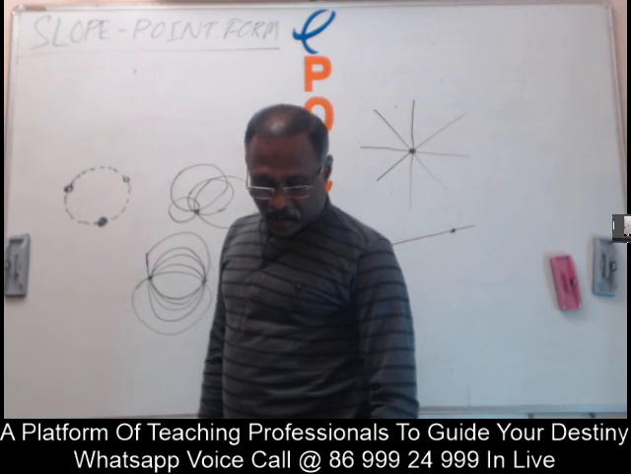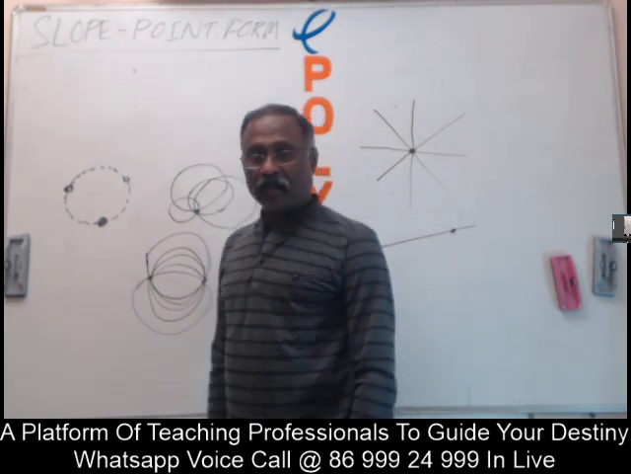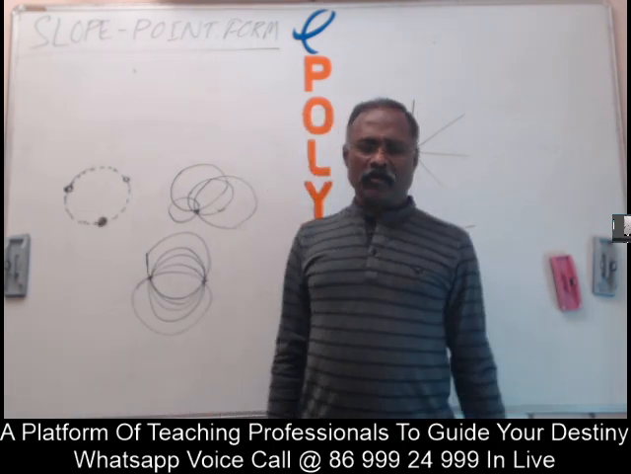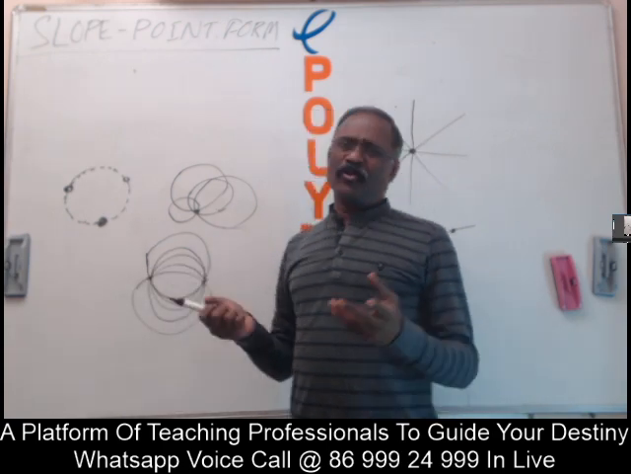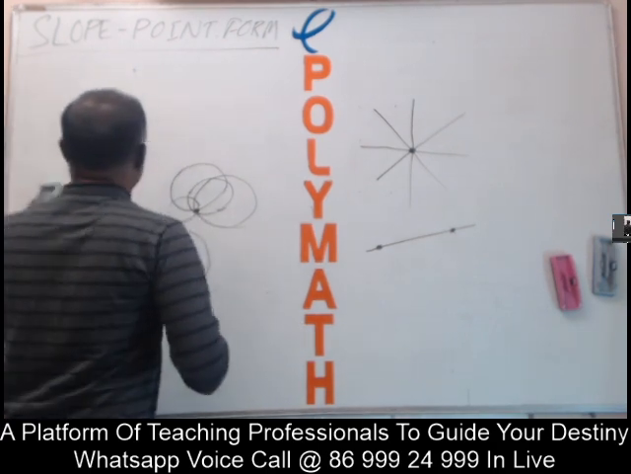3 non-collinear points. How many circles will be there? Only 1 circle will be there. If they are collinear points, only 1 line will be formed, not a circle. Now, slope point form.